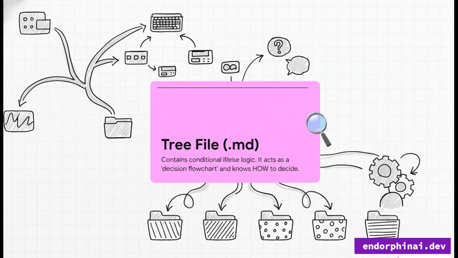So, what happens when your agent needs to make a choice? Let's say, based on user input, it has to decide which project template to use. Well, instead of cluttering the agent file with a bunch of if-else statements, it consults a tree file. This is your decision flowchart. It keeps the main workflow in your agent file incredibly clean and simple.